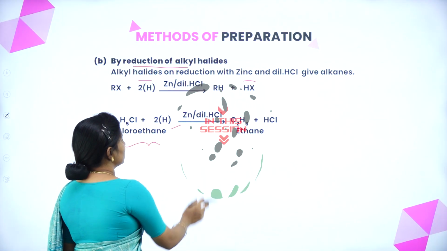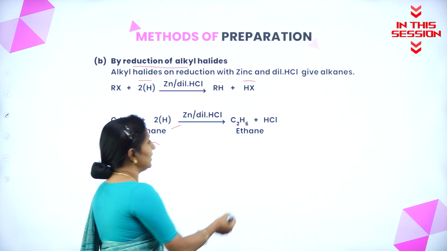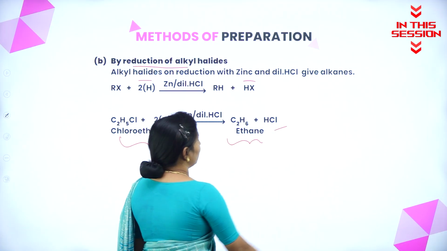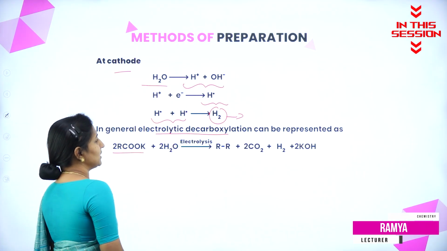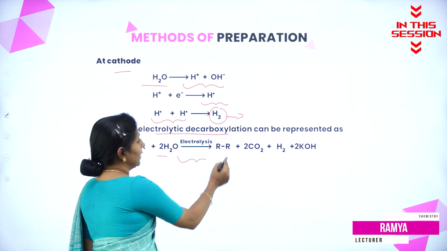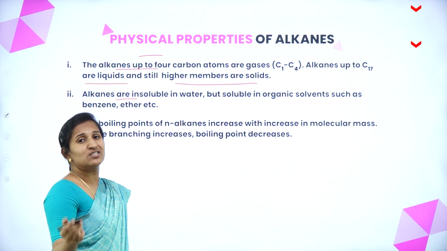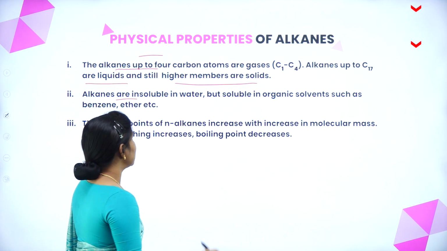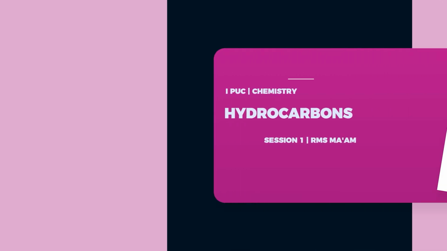Chloroethane reduced in the presence of zinc and dilute HCl gives ethane by the removal of hydrogen halide. Potassium salt of carboxylic acid reacts with water, electrolysis takes place, gives alkane. Alkanes are insoluble in water but soluble in organic reagents such as benzene, ether, etc.